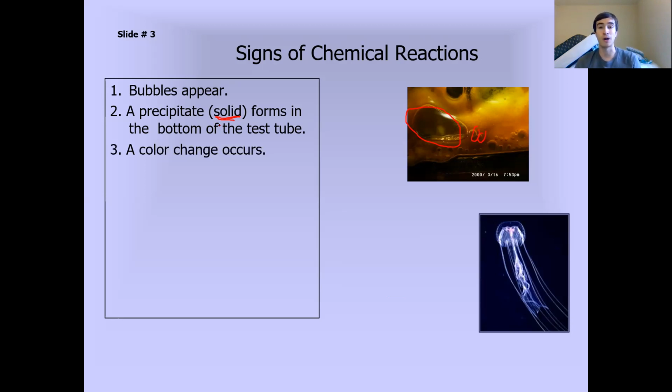We're talking about more like if you take two clear liquids and mix them together and all of a sudden they turn blue. So an unexpected color change or a color change happening over a long period of time is a good sign that a chemical reaction is happening. If you get a sudden temperature change, so things get really hot or really cold all of a sudden, that's another good sign of a chemical reaction.